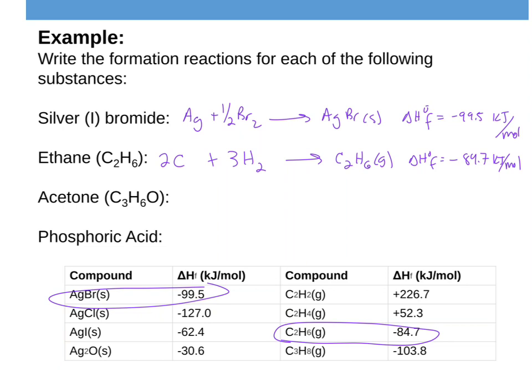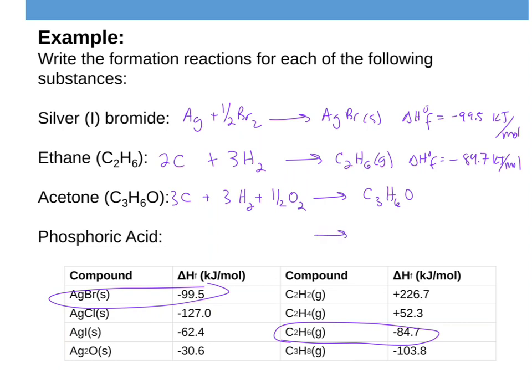But let's finish acetone and phosphoric acid here. Acetone, C3H6O. I've got carbon, and I've got hydrogen, and I've got oxygen. Got to make it all balance out. So I need 3 carbons. I need 3 H2s to get my 6, but I need 1/2 of an oxygen to get just that 1 O. The delta H formation is not on here, but you can just look it up and you see that it's negative 249.4 kilojoules per mole.